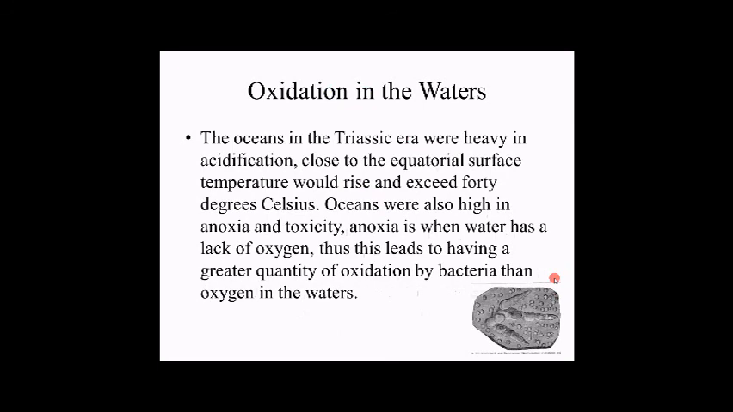The oceans in the Triassic era were heavy in acidification close to the equatorial surface. Temperatures would also rise and exceed 40 degrees Celsius. Oceans were also high in anoxia and toxicity. Anoxia is when water has a lack of oxygen, thus this leads to having a greater quantity of oxidation by bacteria than oxygen in the waters.